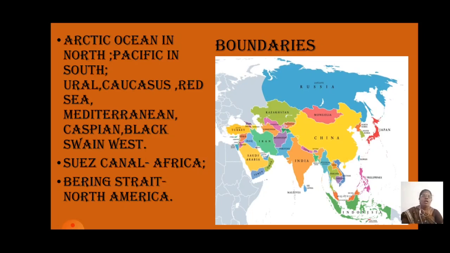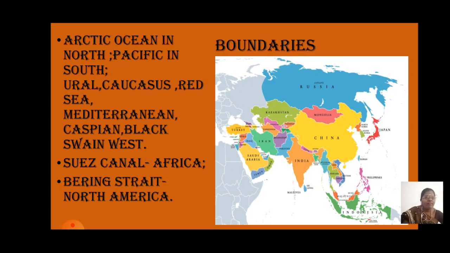Then come the boundaries. Boundaries, in the sense of what it is surrounded by. Asia is surrounded by the Arctic Ocean in the north, the Pacific Ocean in the east and the Indian Ocean in the south. Just imagine the whole world map, and you can easily understand.